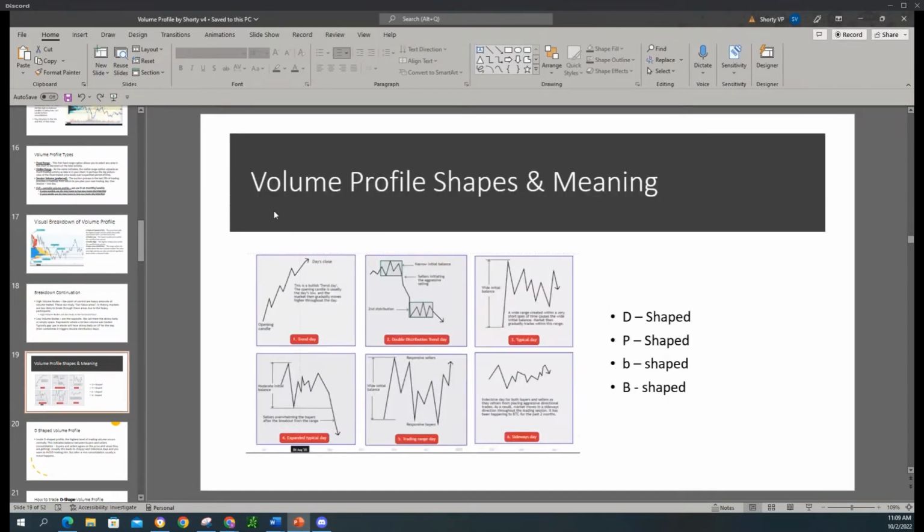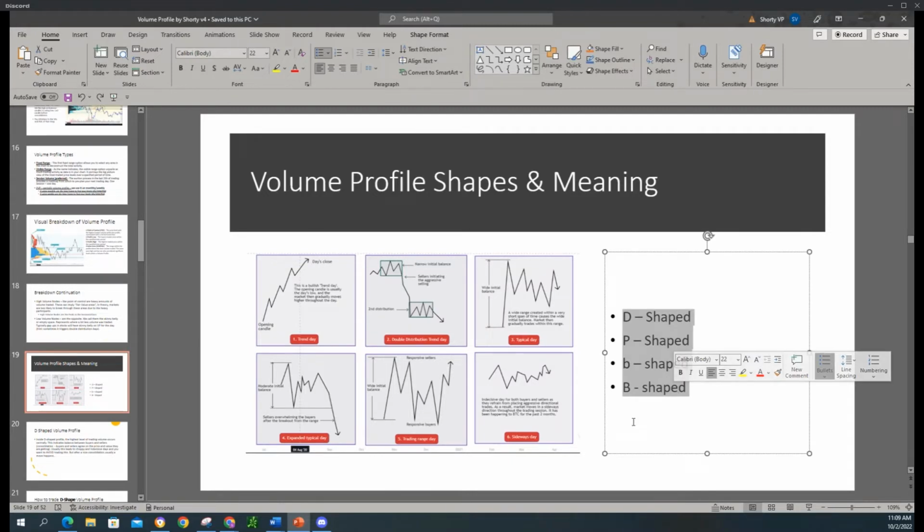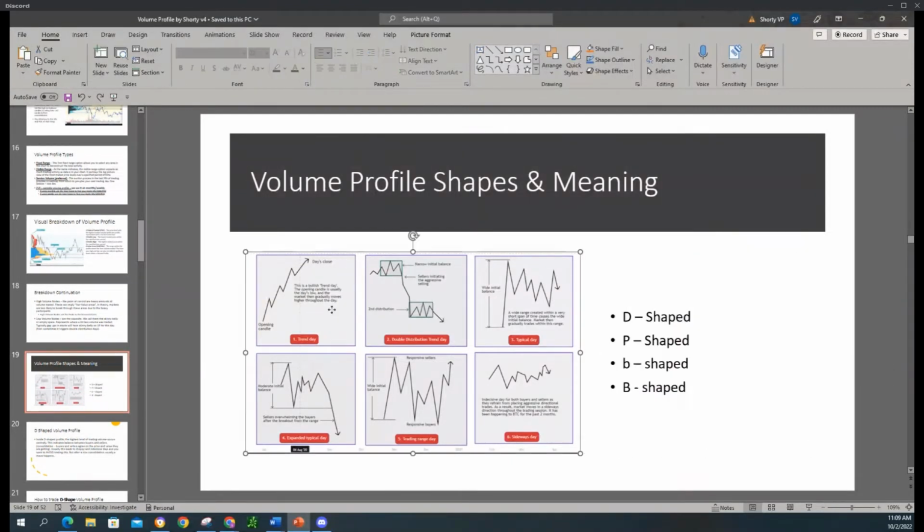Volume profile shapes and meanings. So each one of these means a different thing in volume profile. I put this image that somebody sent to me a few weeks back. It's basically what we have in the PDF format, but with a nice visual of a trend day, distribution day, typical, extended typical, trading range day, and then the sideways day.